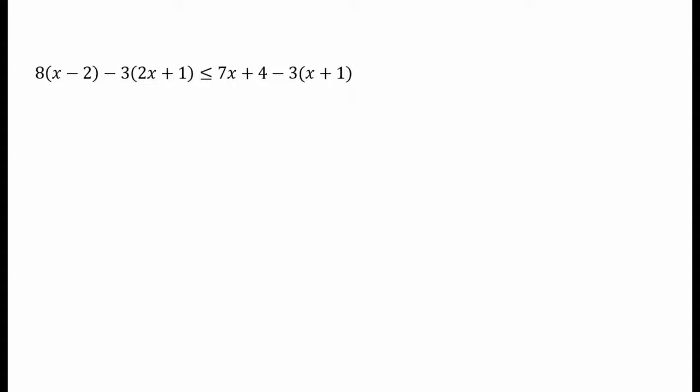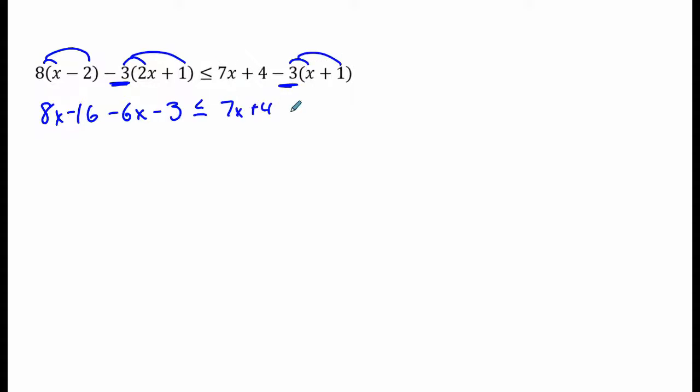Oh, this looks beautiful. We get to distribute a whole bunch of times, so hopefully you're ready to distribute away. 8x minus 16. Remember, you're taking that negative 3 and distributing that. Minus 6x minus 3 is less than or equal to 7x plus 4. Oh, you got to take that negative 3 and distribute it again. Negative 3x minus 3. So now let's combine like terms. Let's look at this left-hand side here. I've got 2x's minus 19 is less than or equal to, let's look at the other side now.